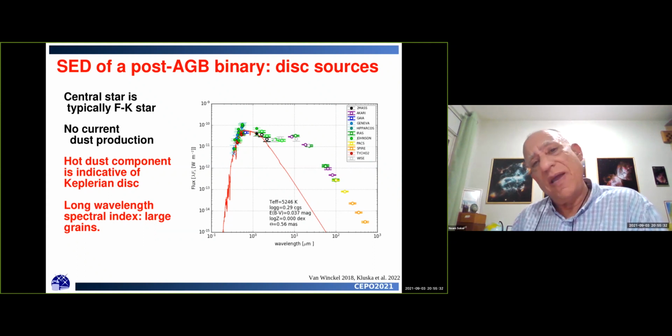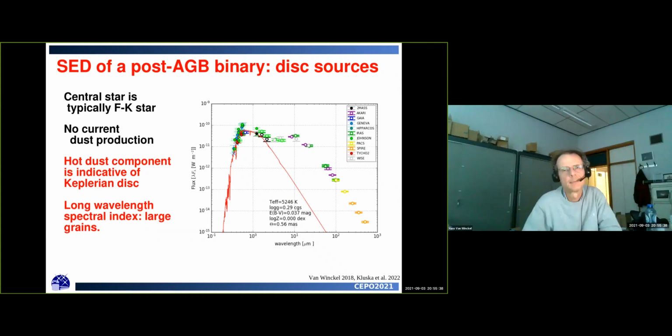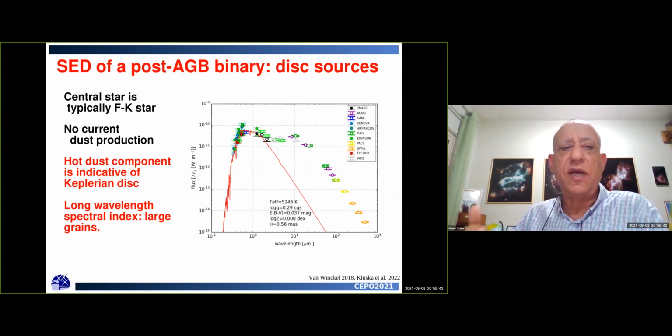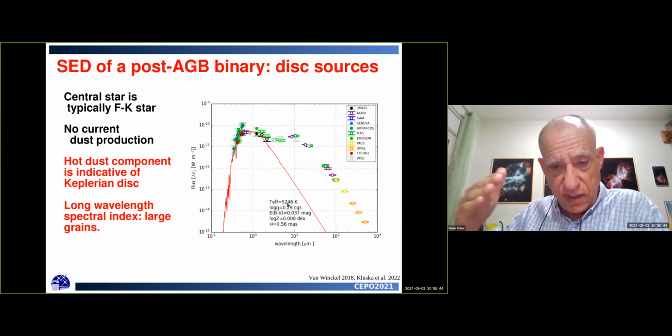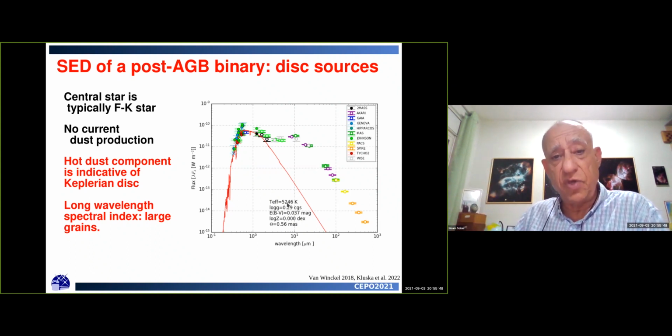Second point, my view is that these systems are candidates for grazing envelope evolution. You see the ingredients: they must have been strongly interacting with the envelope, maybe even evolving inside the envelope, on the outskirts of the envelope, and we see the possibility of a jet.